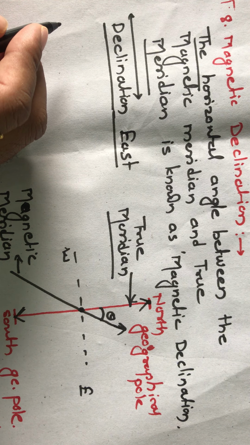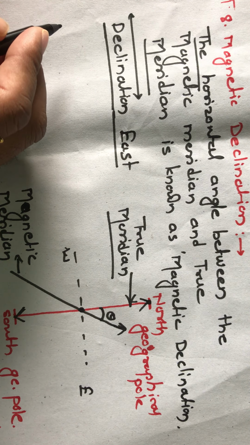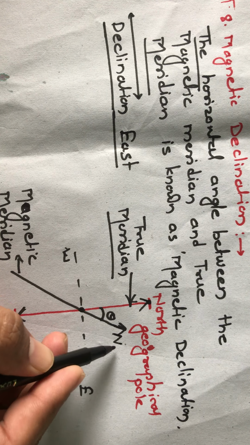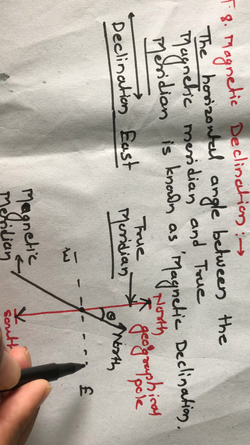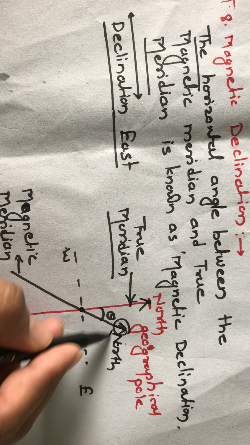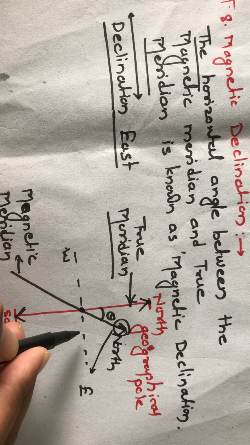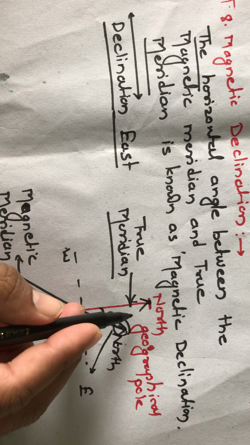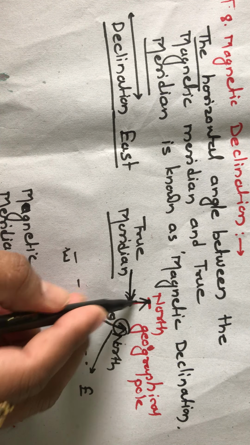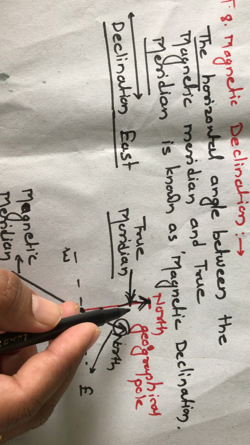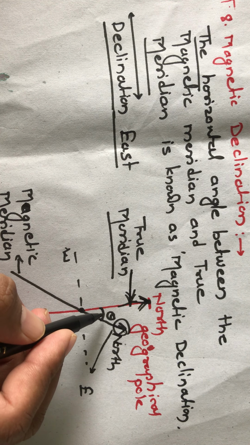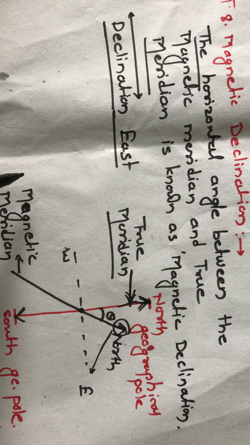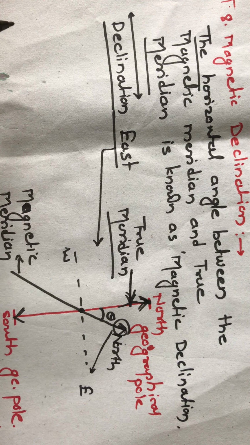When the north end of the magnetic needle is pointed towards the east side of the true meridian, the position is termed as declination east.